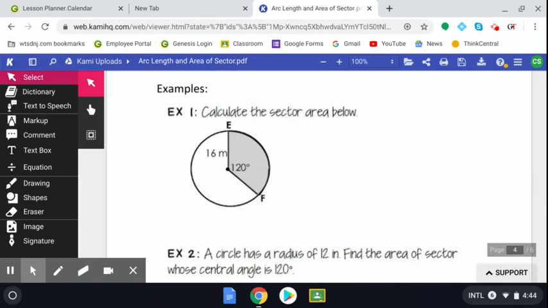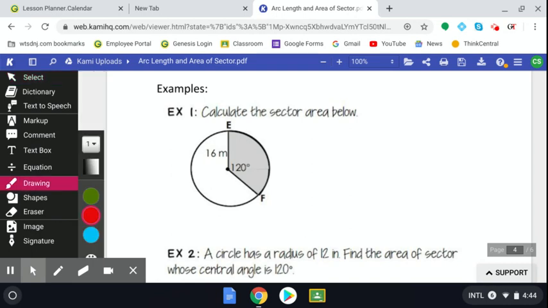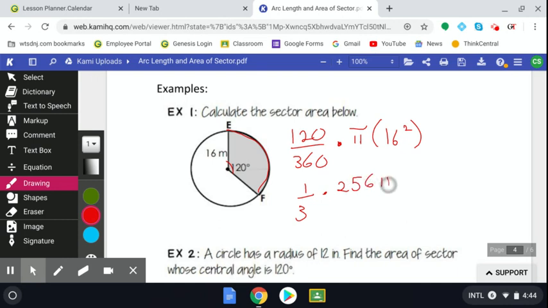So over here, they want you to find the sector area below. So I am going to do the arc measure, which is 120. What portion of the circle is that? So 120 out of 360. But now I need to multiply that by pi r squared. So pi times 16 squared. And I know that 120 out of 360 is 1/3. 1/3 times 16 squared, which is 256 pi.